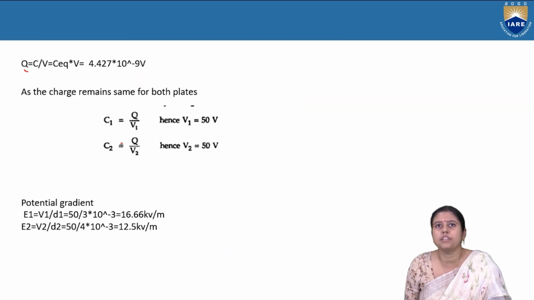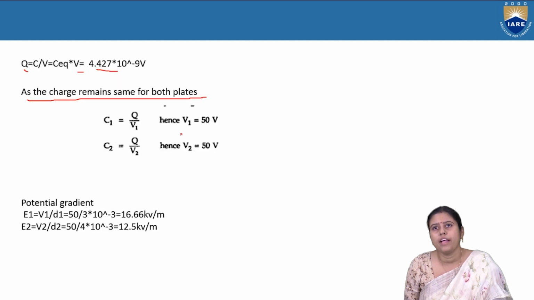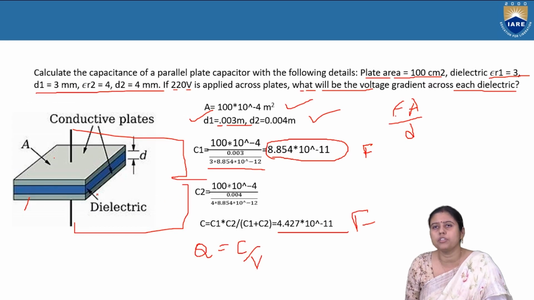What is the value of C? We got 4.42. What is V? V is nothing but the 220. So we got here the charge. As we can see, the charge remains constant for both plates. Charge is constant for both dielectrics.